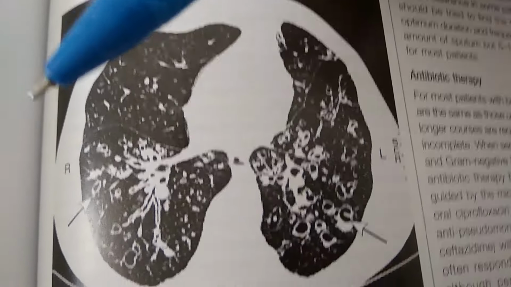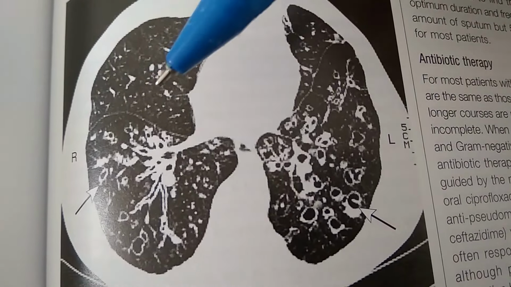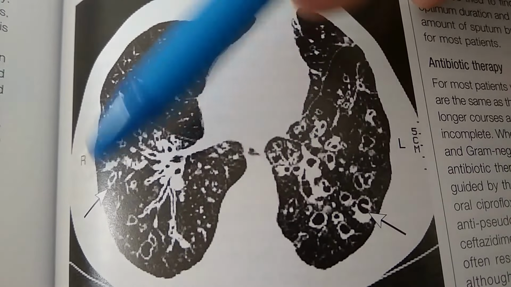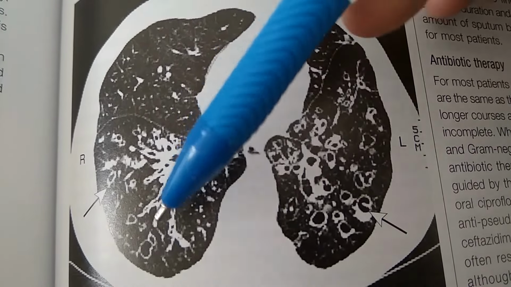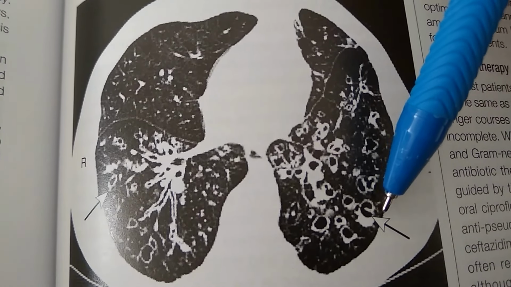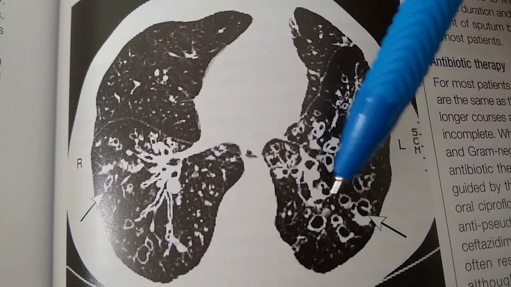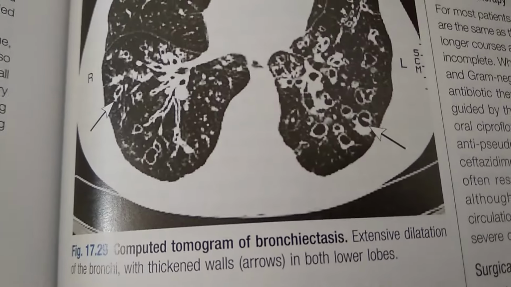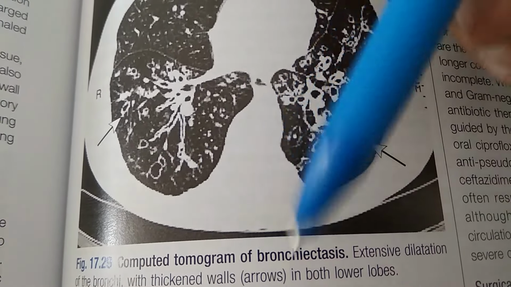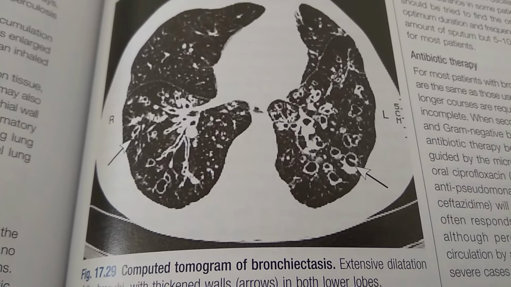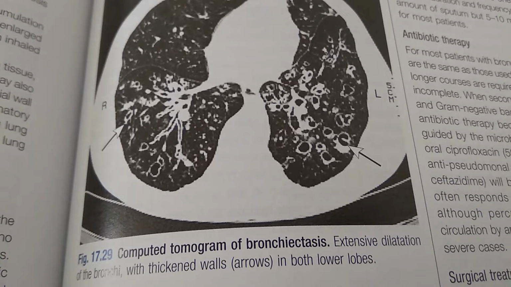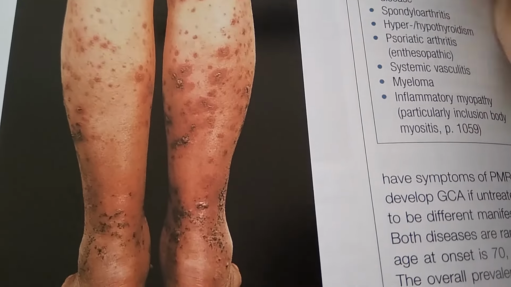By looking at this, what can you say has happened? So right, left, lung fields. What are you seeing here? You can see dilatations. So this is bronchiectasis. See here? Circles. So this is bronchiectasis, extensive dilatation of the bronchi with thickened walls. Nice, right? So lower lobes are affected more, isn't it? In bronchiectasis.